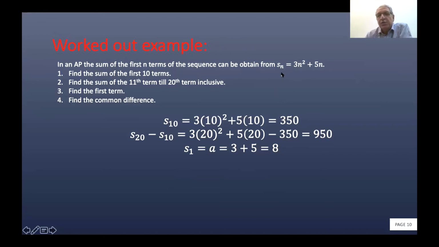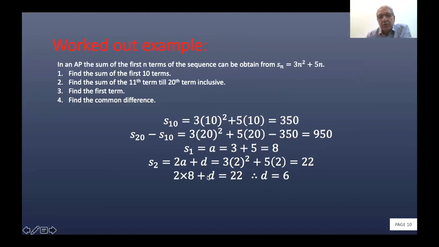Now, if I put S2, it will be the first term plus the second term. The first term is a. The second term is a plus d. Therefore, S2 is 2a plus d. This is a plus a plus d, the sum of the first and second term. But we know that S2 is equal to, substituting 2 here, 12 plus 10, which is 22. Therefore, 2a plus d is 22. But we know that a is equal to 8. Therefore, this will be 16 plus d is equal to 22. Therefore, d should be equal to 6. So we got the value of d also. Therefore, we found the common difference of this sequence.